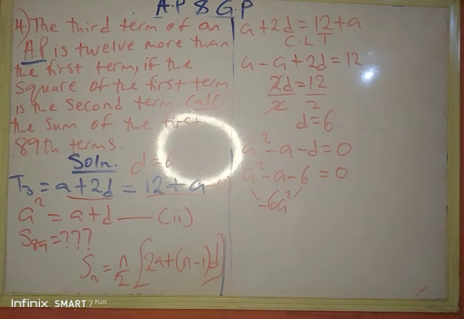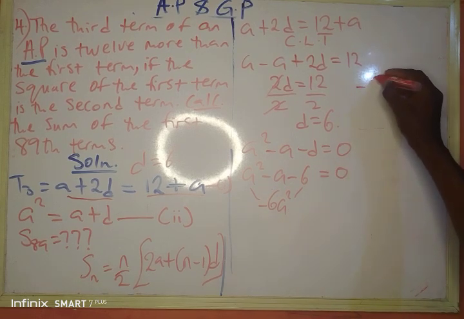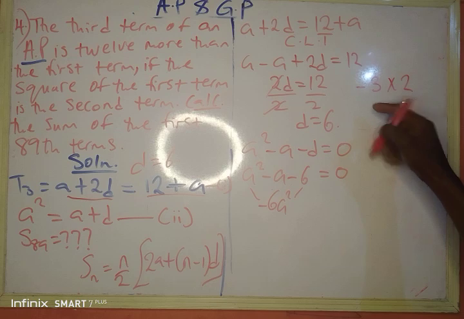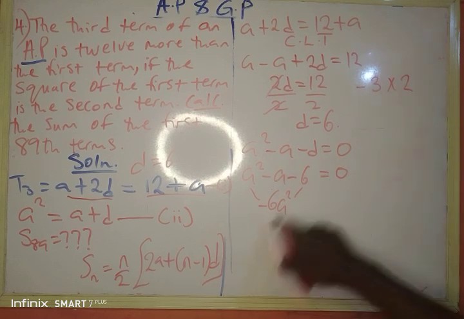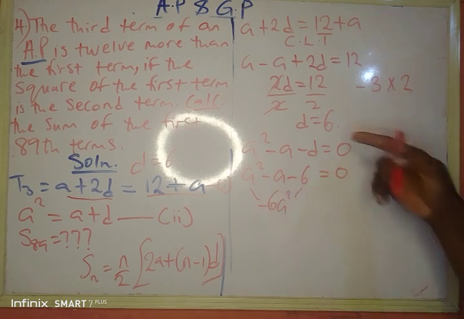Let's factorize this quadratic equation, A squared minus A minus 6. Let's find the value of A now. What are the factors of minus 6? That's minus 3 times 2, because if I say minus 3 times 2, I'm going to have minus 6. Minus 3 plus 2, I'm going to have minus 1A. So these are the factors.